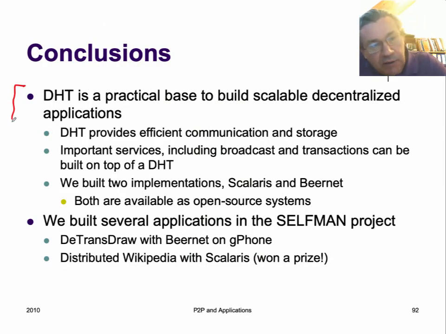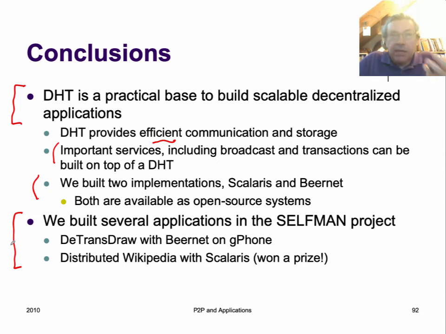Concluding, we can see that DHTs are actually a practical base to build scalable, decentralized applications that are efficient. They have efficient communication and storage, and important services. We showed this with 2 implementations, Scalaris and BeerNet. This is part of the Selfman project, where we built these systems using Selfman. In fact, there are many distributed application structures in the world, done by commercial systems. Many of these are using architectures which are similar to this one. So the DHT, the self-maintaining architecture, is an important way of building large-scale, scalable, efficient, dynamic distributed applications.